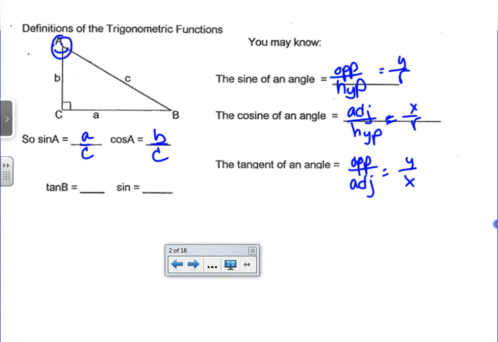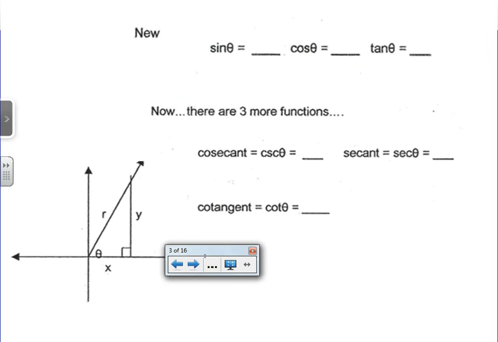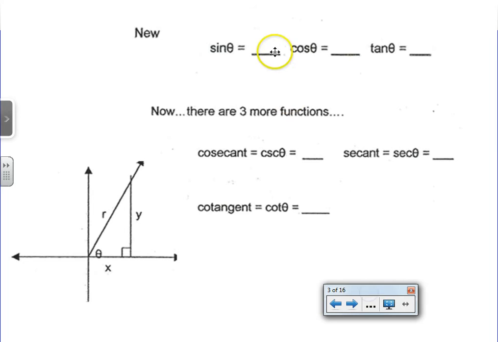Now this time we're going to switch to b. Tangent of b would be opposite over adjacent for b, which would be b over a. And then sine, I'm guessing they meant b here. Sine of b would be opposite over hypotenuse, which would be b over c. And again, notice that when you switched angles, the cosine and sine of the switched angles were going to be the same value.